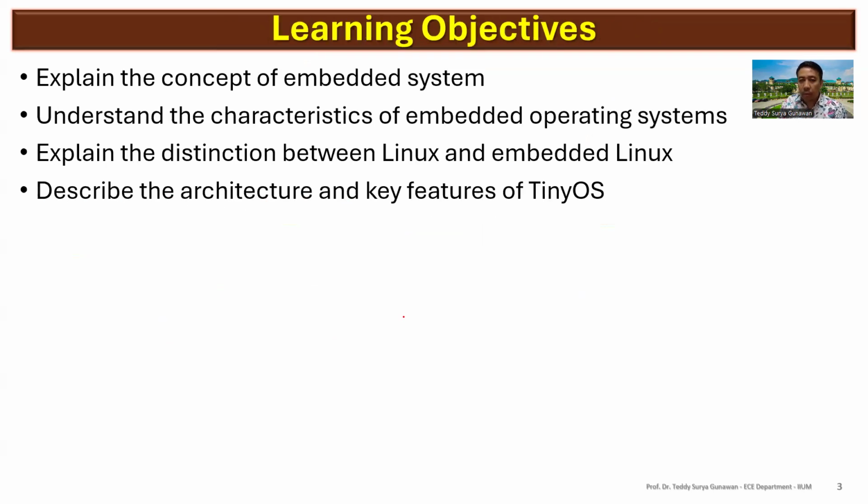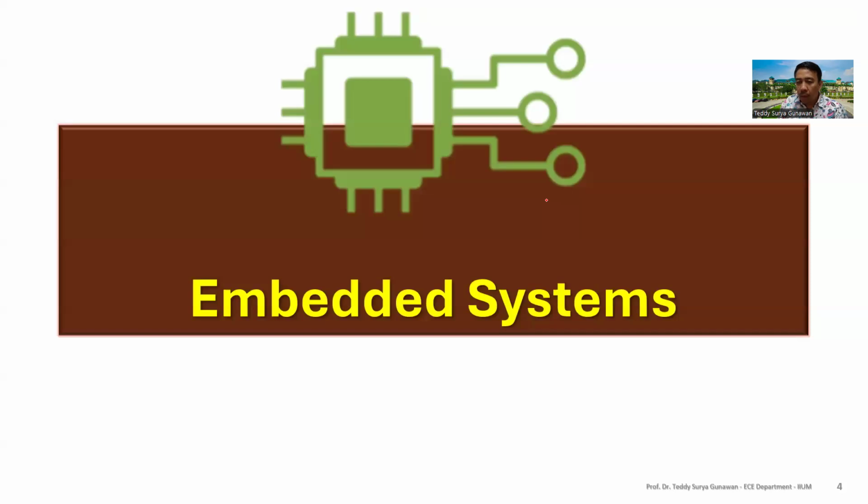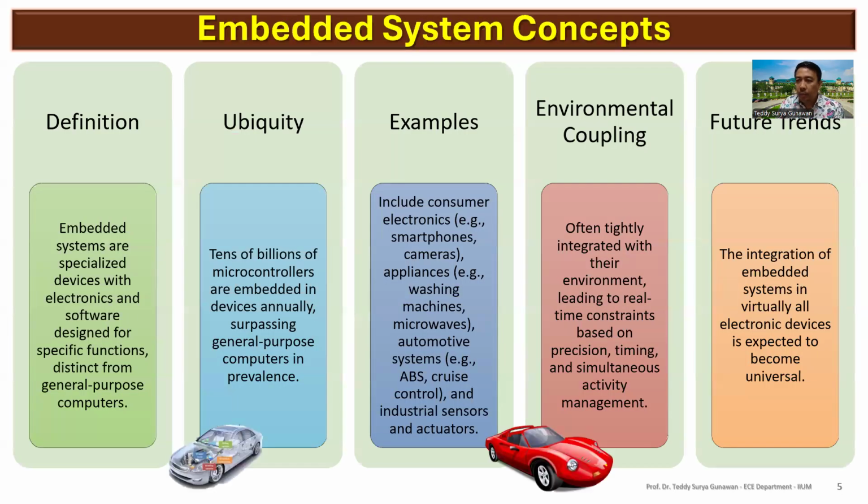interface. So the learning objectives for this chapter are to explain the concept of embedded system, understand the characteristics of embedded OS, and explain the distinction, the difference between full Linux and embedded Linux, and describe the architecture and key features of TinyOS. So the first one we are going to discuss is the embedded system.